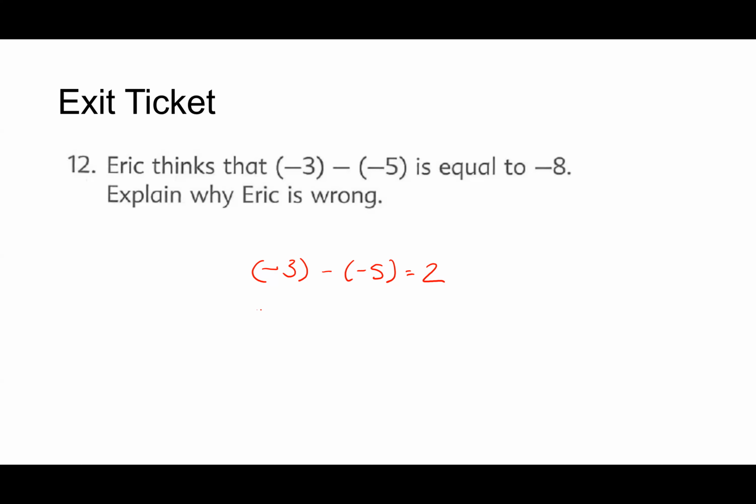Procedurally, we do copy plus opposite, -3 + 5, and that would equal 2. But conceptually, when the subtrahend is less than the minuend, so the subtrahend is the second number, -5 is less than -3 because it's farther negative from 0. It's farther along the number line from 0. When it's less than the minuend, we will have a positive difference.